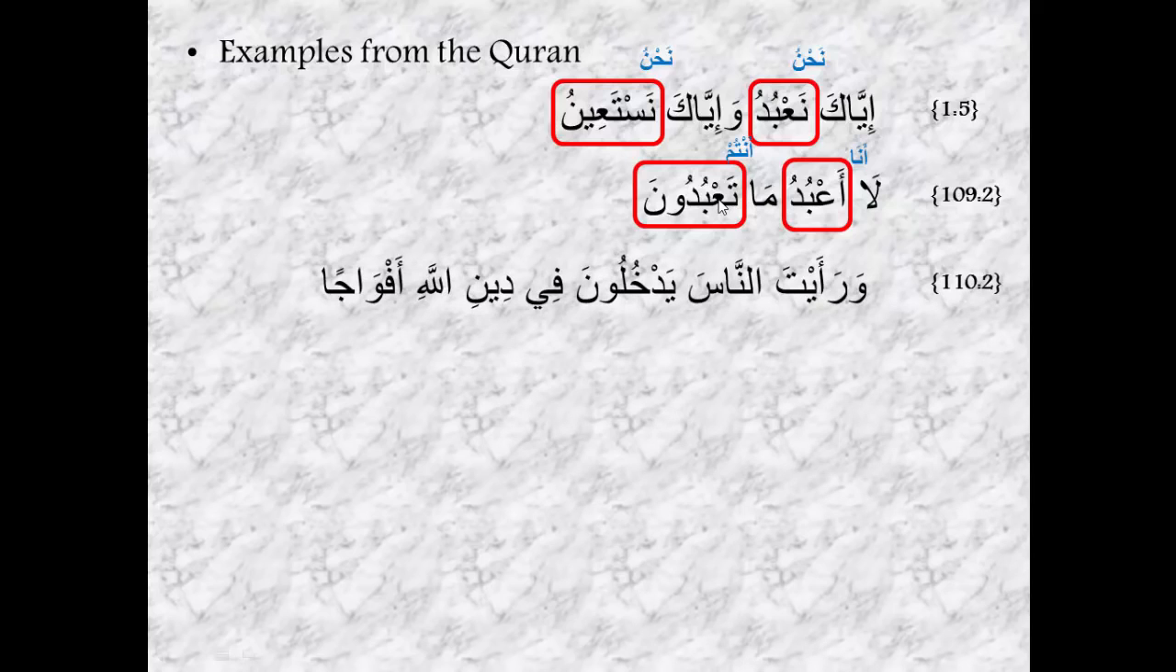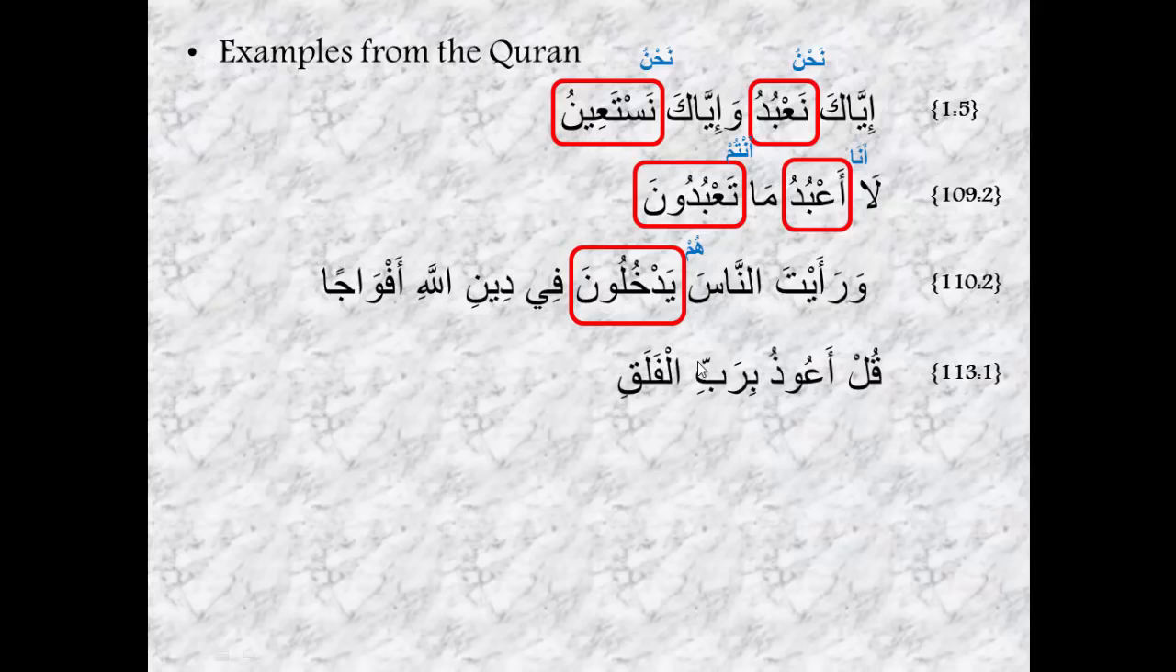Ayah number 3. وَرَأَيْتَ النَّاسَ يَدْخُلُونَ فِي دِينِ اللَّهِ أَفْوَاجًا. And you see people entering into Allah's religion in crowds or multitudes. So the fi'l mudari' marfu' in this ayah is يَدْخُلُونَ, يَفْعُلُونَ. Notice the ya in the front and the noon with a fatha in the end. This is conjugated for whom? They enter.